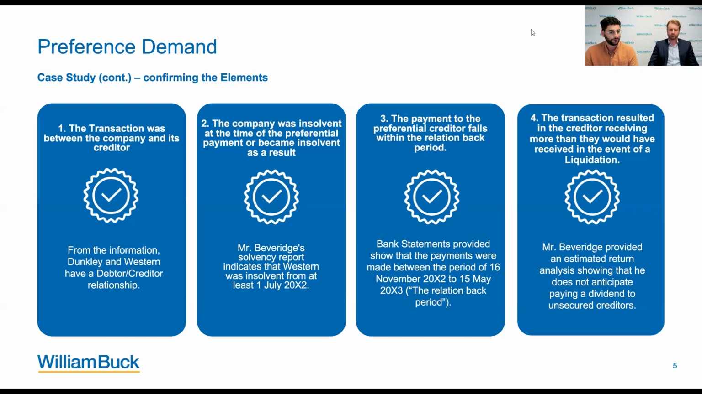The payment to the preferential creditor falls within the relation back period. Again, that's the 6-month period before the liquidation date. All the payments from the bank statements that were provided show that they were between the 16th of November and the 15th of May. And then the transaction resulted in the creditor receiving more than they would have in the liquidation. In the demand, the liquidator did provide an estimated return showing that no dividends were expected to unsecured creditors. So in this instance, the creditor was preferred to other creditors as they aren't receiving anything, and the client received $100,000 from the company.